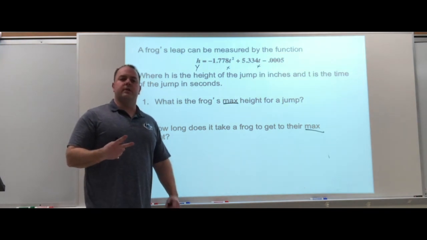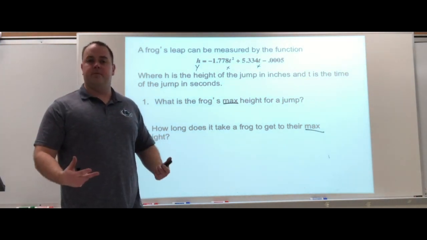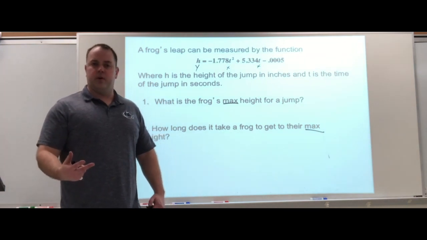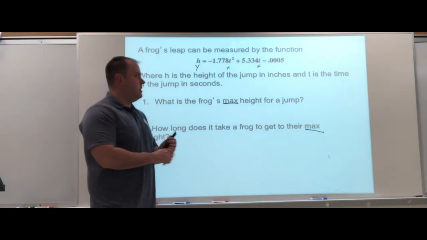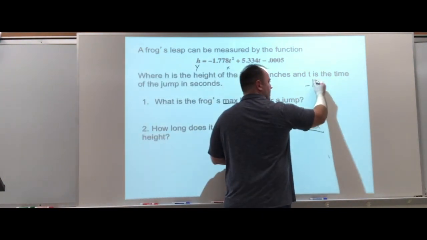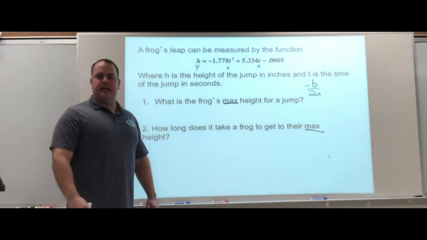There's two ways you could do this. One, you could use your calculator. Graph on your calculator and use the max-min function to find that vertex point. Or you could use the formula that we had. You can still use that negative b over 2a to find your x value, and then plug it back in to get your y.